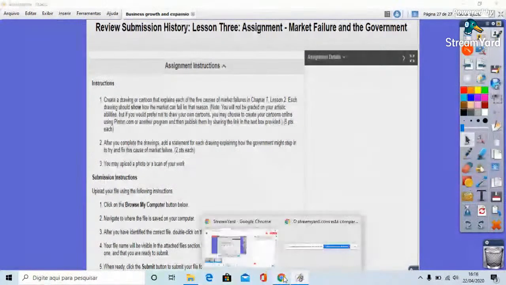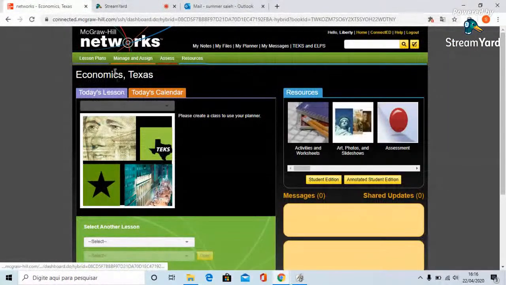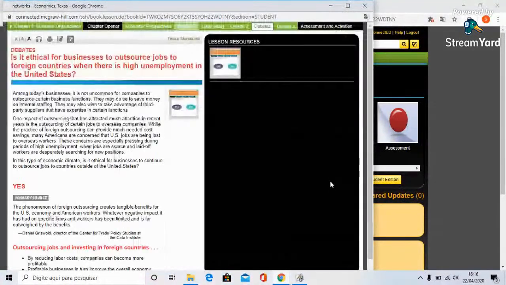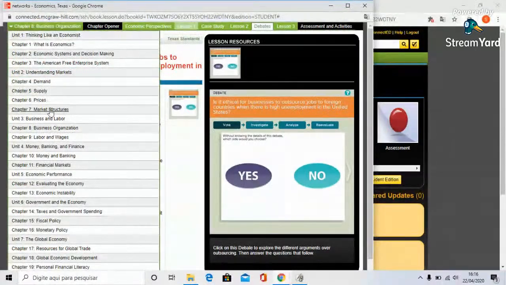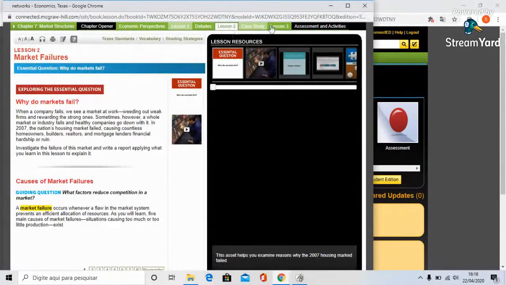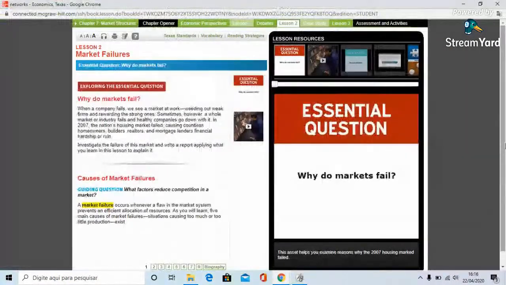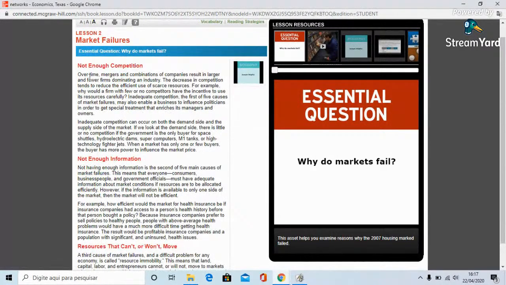The word has escaped. I cannot remember the word. Let me just go here to the market failures. We're going to go to chapter 7, and then we're going to go to lesson 2. And let's see the types of market failure. Okay? Why do we have market failure?